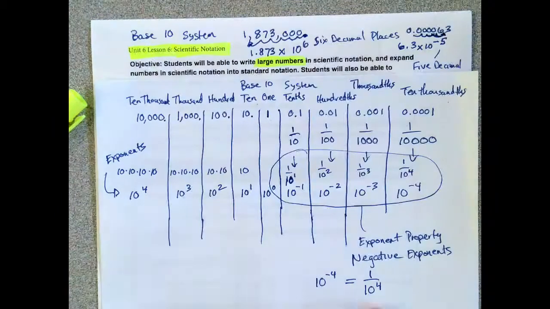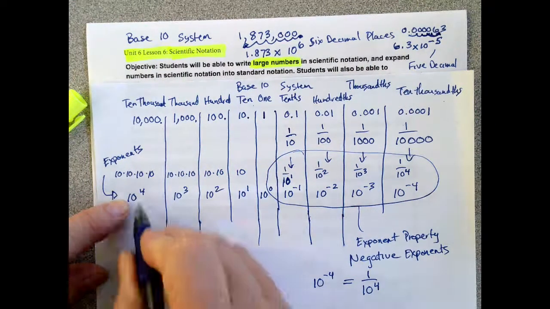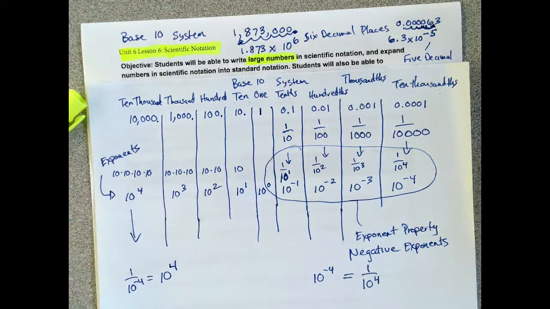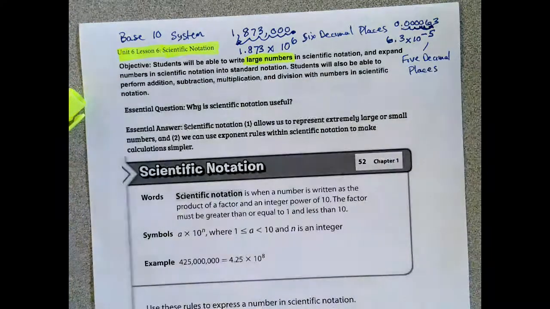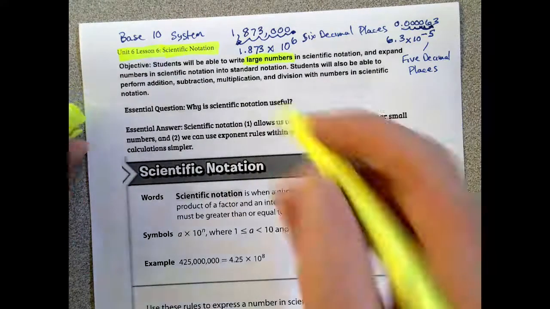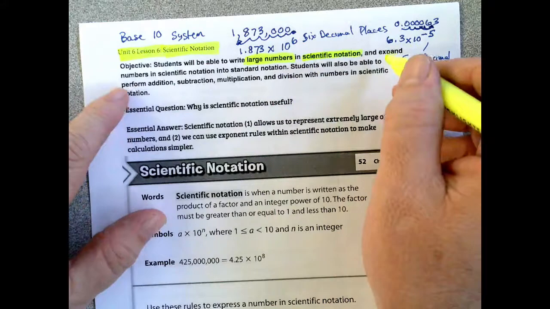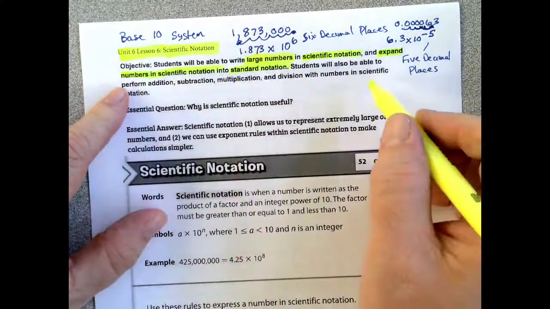So if we're looking at it here, in this case, 1 over 10 to the negative 4 equals 10 to the positive 4. So that's our base 10 system here. We're going to be using that idea to write large numbers or small numbers in scientific notation, and expand numbers in scientific notation into standard notation.